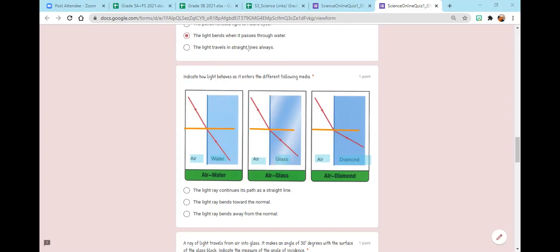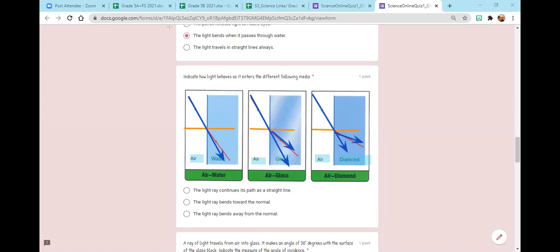Okay? Then let's try this. The light ray was passing this way. What did it do? It bends near the normal. It is closer to the normal now. Look also at this. The light was passing this way. Also it bends closer to the normal. Also here. It was passing this way. It bends closer to the normal.